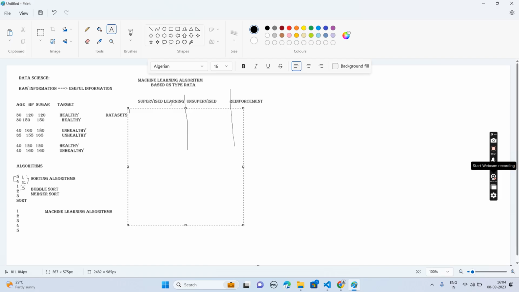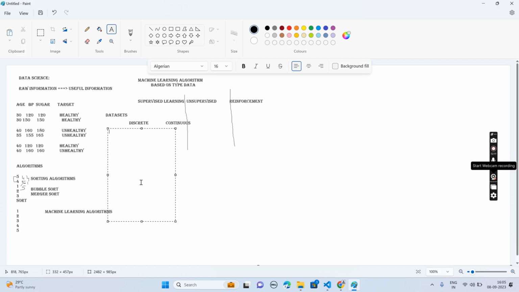If we know the answers already and we need to predict those answers, then that comes under supervised learning. In supervised learning, there are two types of data: discrete data and continuous data. What are these? For example, in this target column my answer is only two: either healthy or unhealthy. Yes, no, male, female, cancer, non-cancer, stage one, stage two. If you have that kind of data, that comes under discrete data.